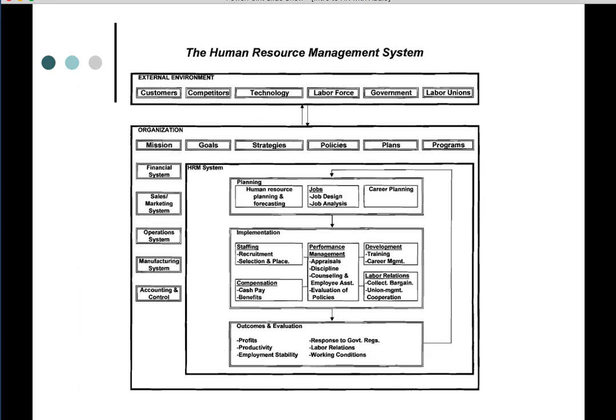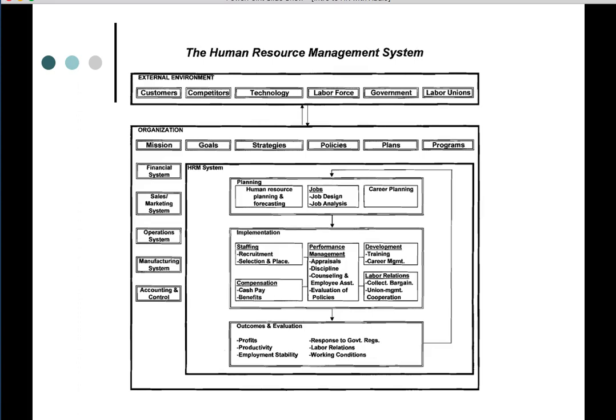We start with the planning phase, and in the planning phase, we need to plan and forecast how many employees we're going to need. We need to plan for the types of jobs we need and redesign them and make sure we've got job descriptions that accurately reflect what those jobs are. We need to sort of help our employees do career planning and things like that. So that's the planning phase.